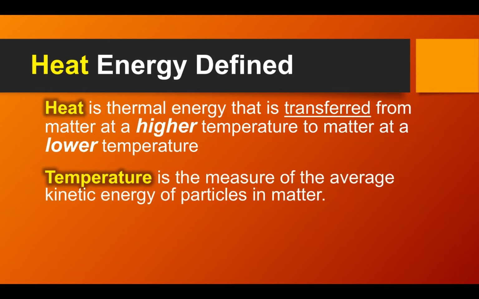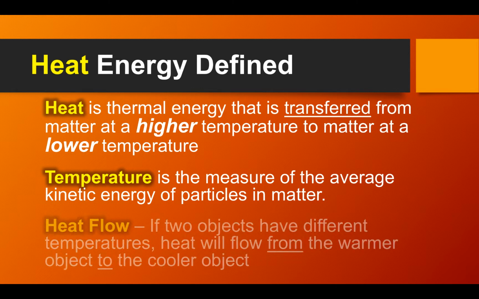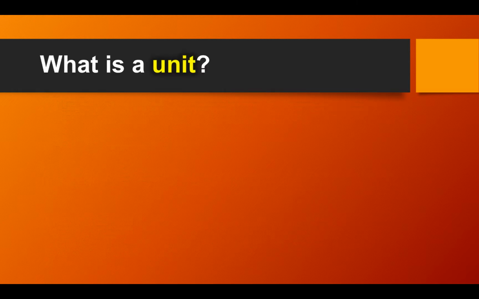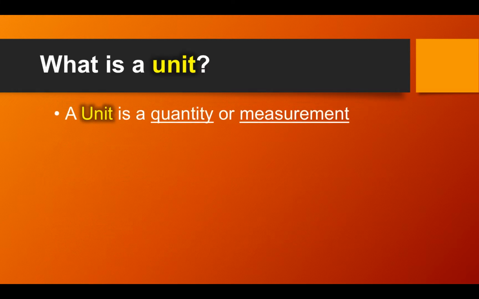Temperature is a measure of the average kinetic energy of particles in matter, how quickly they're moving inside the matter. And heat flow occurs when two objects have different temperatures. The heat flows from the warmer object to the cooler object, or from the higher temperature object to the lower temperature object. Let's talk about units first.